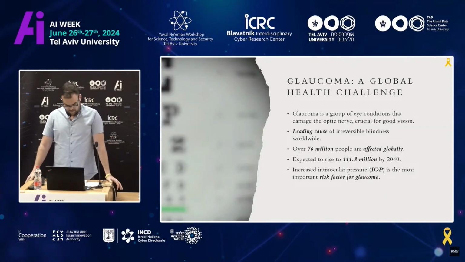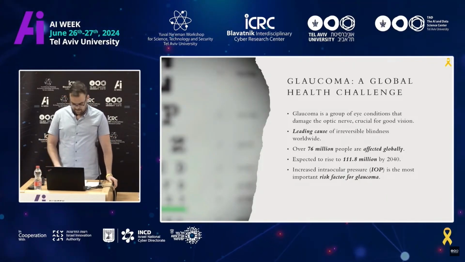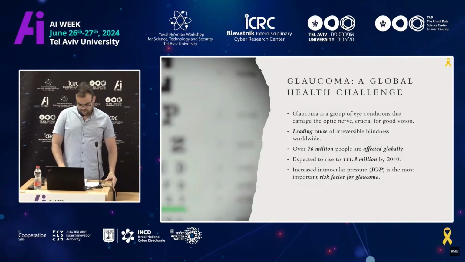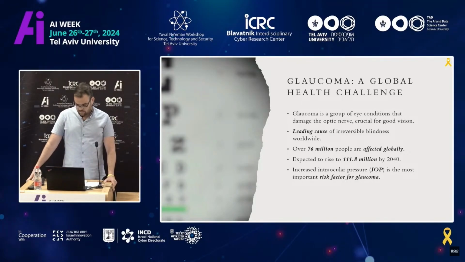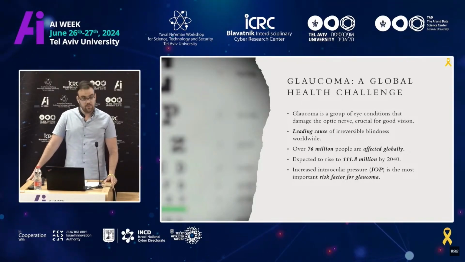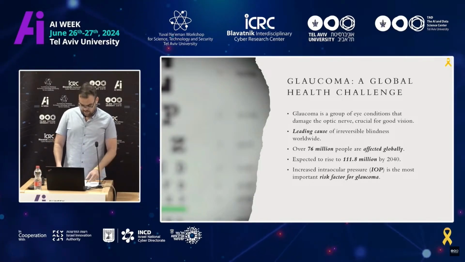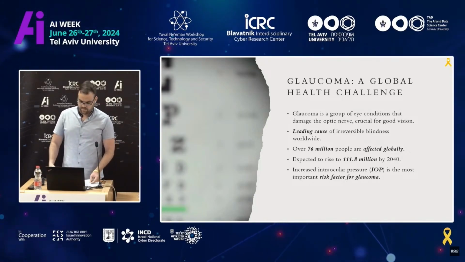So what is glaucoma? Glaucoma is a chronic progressive eye disease that leads to damage of the optic nerve and can result in blindness. There are several types of glaucoma, including open angle glaucoma, normal tension glaucoma, angle closure glaucoma, and more. Early detection is crucial to prevent vision loss, but this is challenging in low-income regions due to limited access to diagnosis tools and healthcare professionals as well.